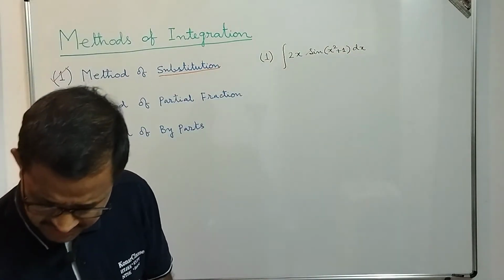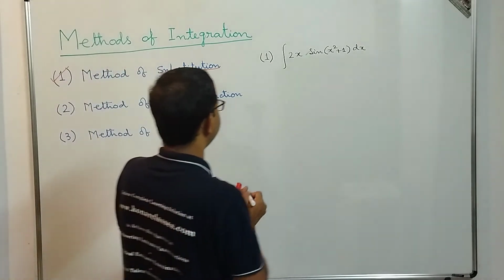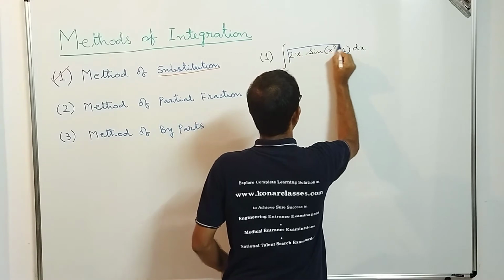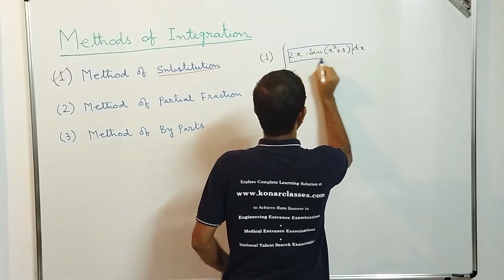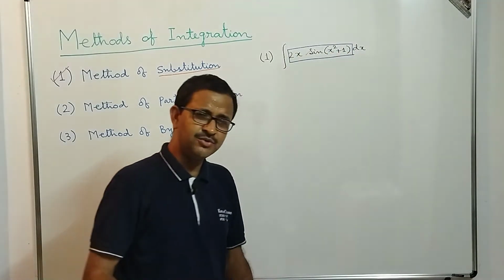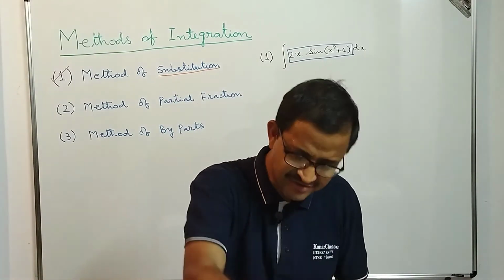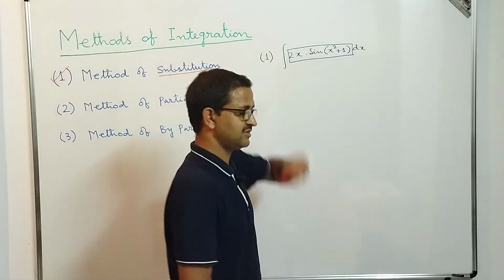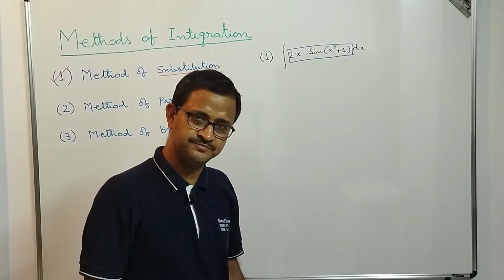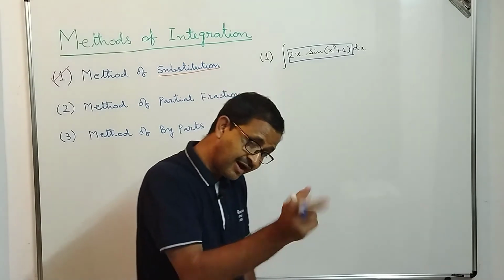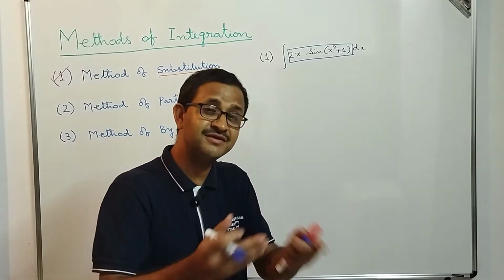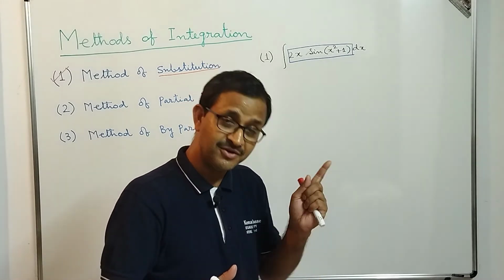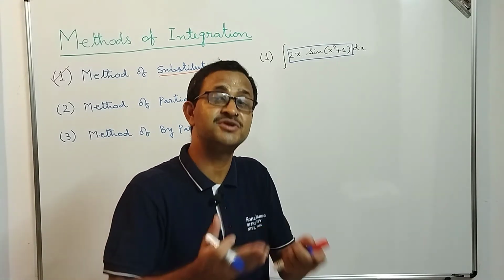If you look, dear students, you will see that this entire thing, 2x into sine of x square plus 1, is not directly integrable. That means you cannot find a function right now, without doing anything, whose differentiation is going to be this. Correct? So that is not possible. So again, as I said a few minutes back, we need to think how we can find the integration by the method of substitution.